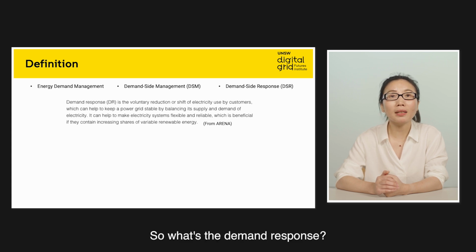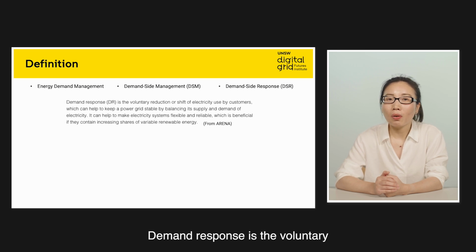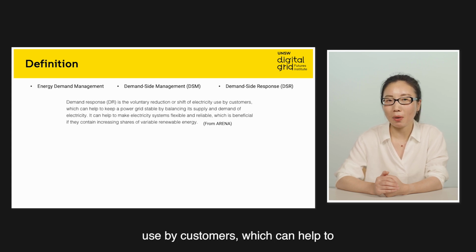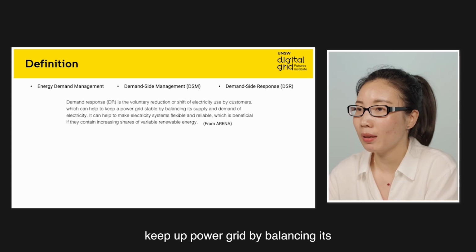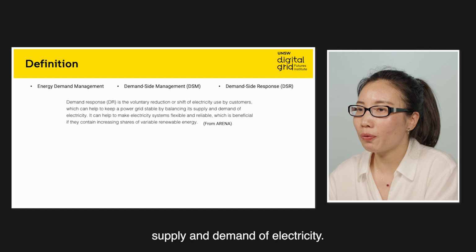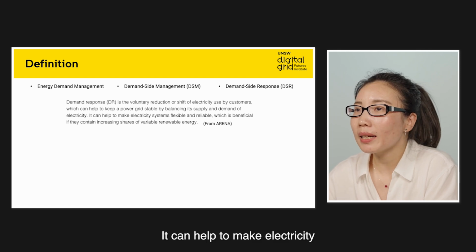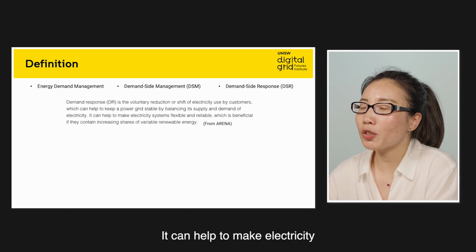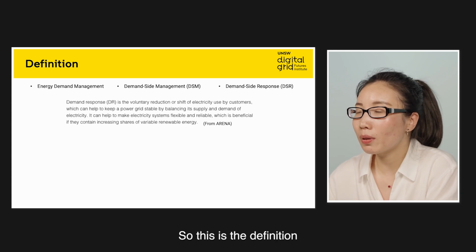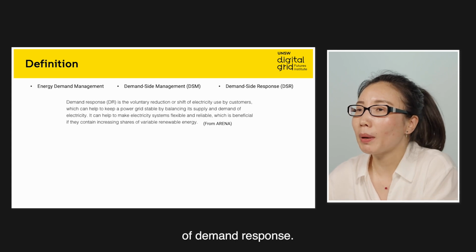So what's the demand response? Demand response is the voluntary reduction or shift of electrical use by customers, which can help to keep a power grid by balancing its supply and demand of electricity. It can help to make electricity systems flexible and reliable. So this is the definition of demand response.